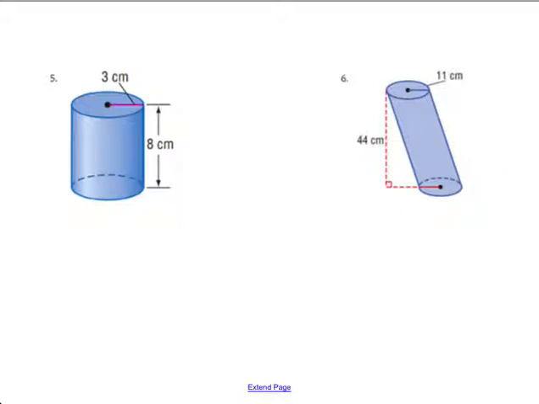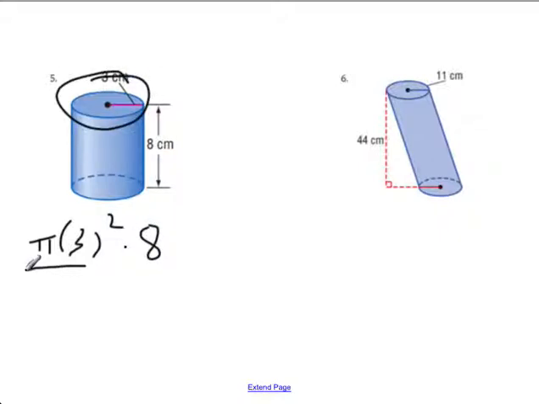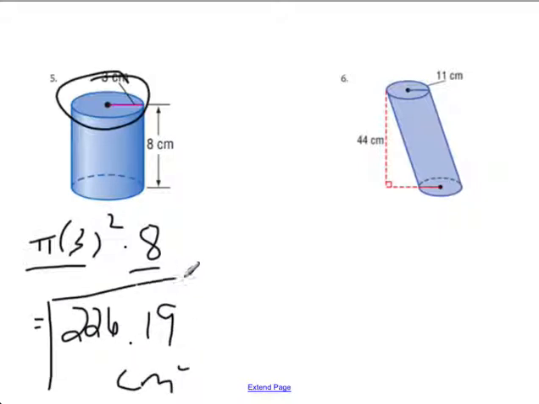Then we are going to do our cylinder, which is 5. So we're going to do pi, and then our radius, which is 3. That's how we get the area of our circle, pi r squared, times our height, which is going to be 8. So we plug pi times 3 squared times 8 into our calculator, and we get 226.19 centimeters cubed for our final answer for number 5.